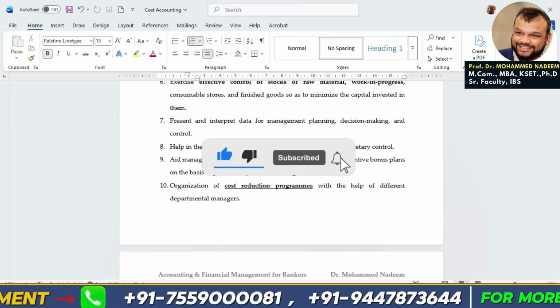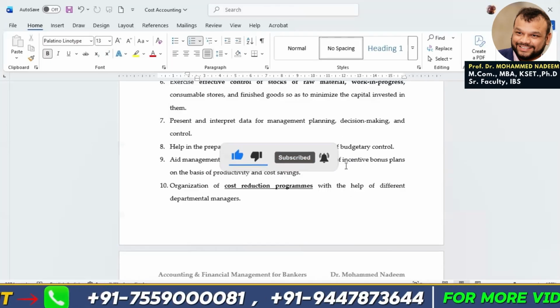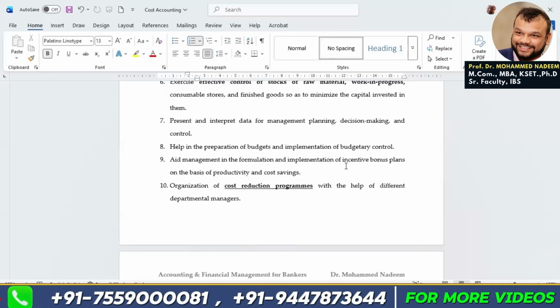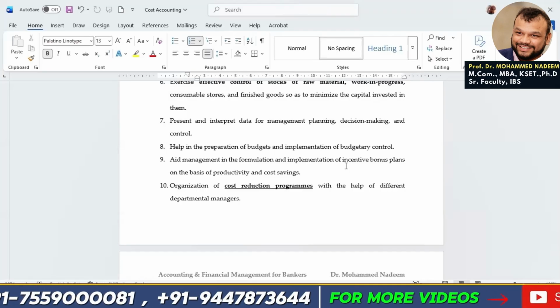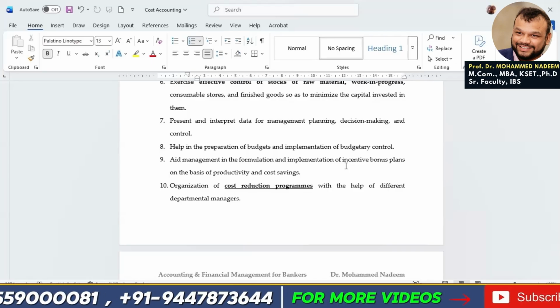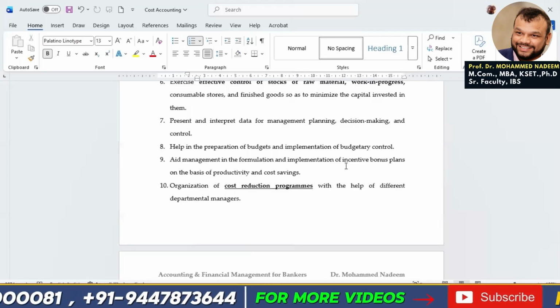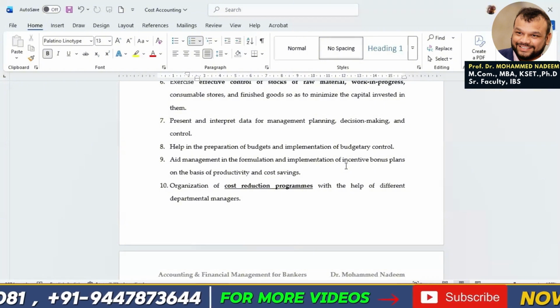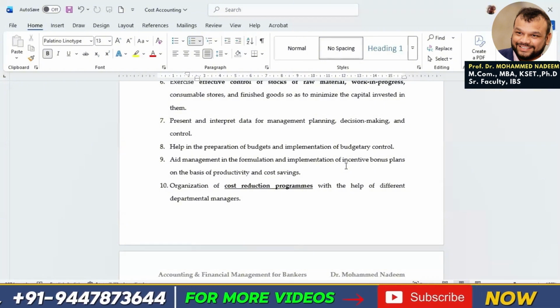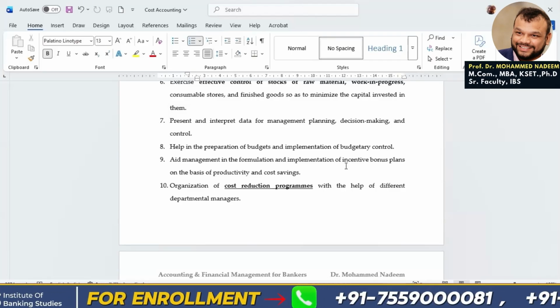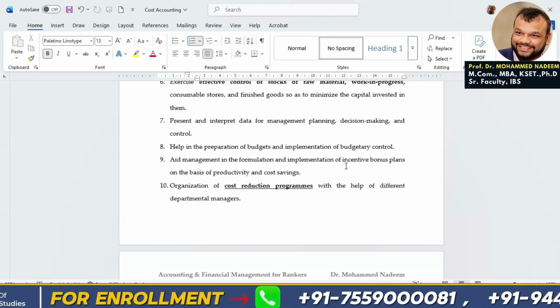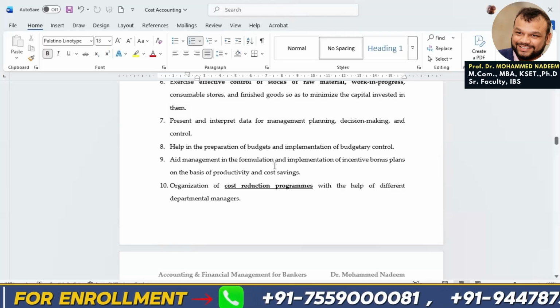We have got various types of plans for this. If you tell the workers that if you reduce the cost, you will be paid a bonus, you'll be given incentives, then the people try to avoid the wastages. They try to work more in the company, and they try to reduce the cost of the company. That all will happen with the help of the cost sheet.